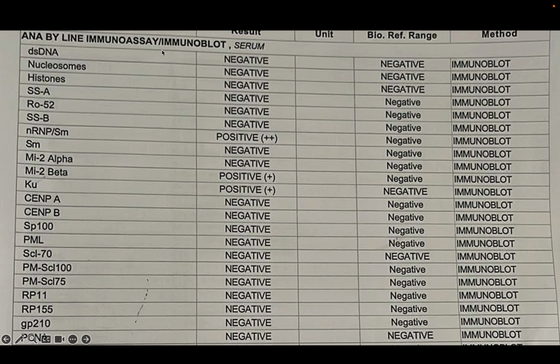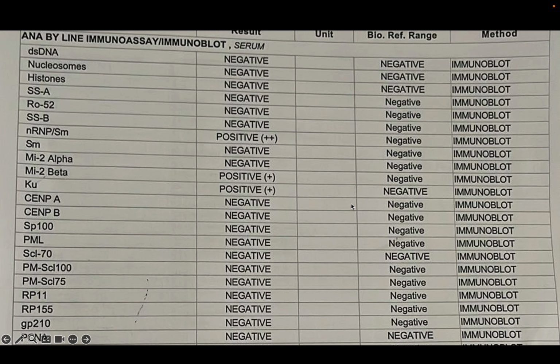Based on that, they are more specific for certain diseases. dsDNA is specific for SLE, and nucleosome might be seen in SLE also. Ro52 and Ro60 are more likely suggestive of Sjogren's syndrome. Mi2 alpha is more suggestive of myositis. Anything more than or equal to 2 plus is what we consider significant; 1 plus might be normal also. This is done by immunoblot.